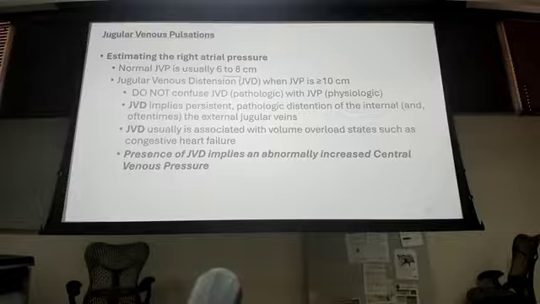Okay, it's not considered pathologic, i.e. jugular venous distension, until that is greater than 10 centimeters. Okay, so you get a little wiggle room in that borderline range of 8.1 to 10, where it's not truly pathologic.